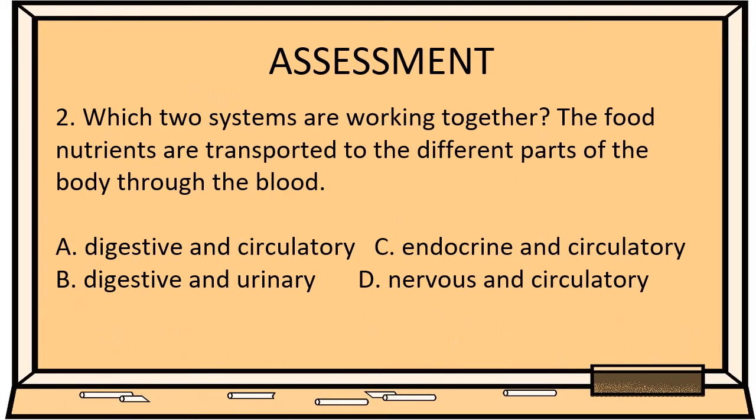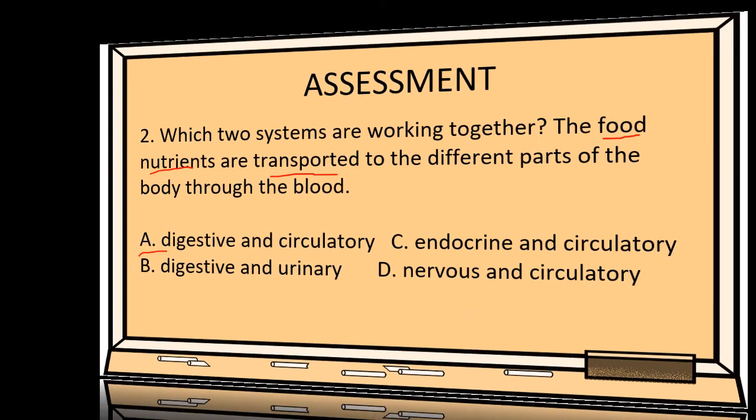For number 2, which two systems are working together? The food nutrients are transported to the different parts of the body through the blood. Keywords: food nutrients transported to the different parts of the body. Okay, so we have letter A, digestive and circulatory system.